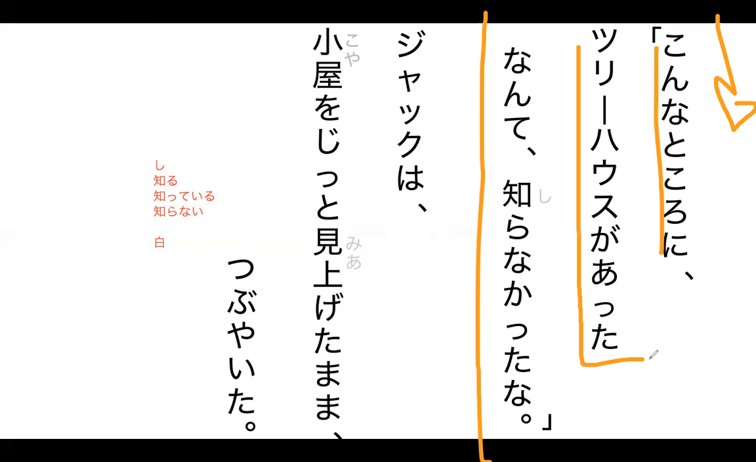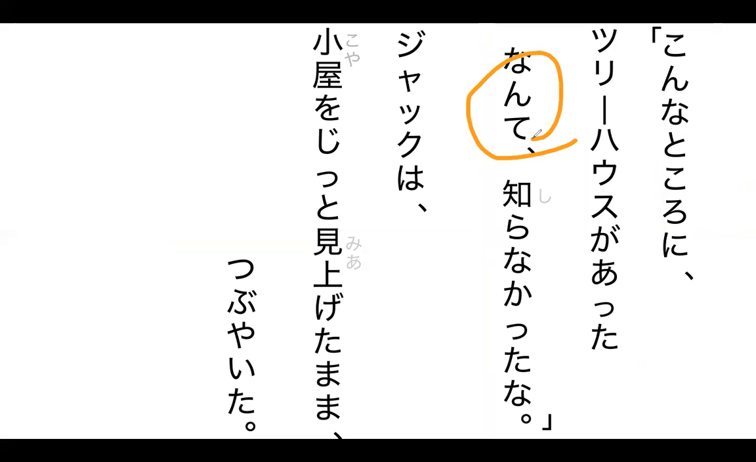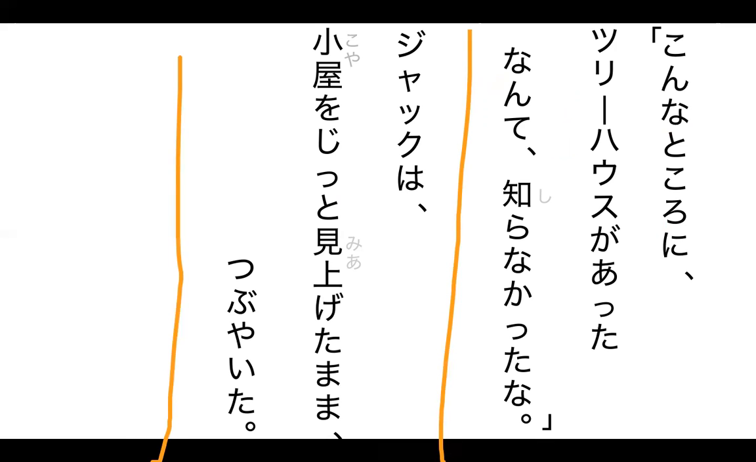So what did he not know? Konna tokoro ni, such a place, which is the treehouse, atta, nante, shiranakatta. I didn't know the treehouse was there. Exactly. Nante is just stressing this more, adding more flavor. Konna is being used to modify tokoro. Tokoro means place, and konna means such a place as this. So konna and nante are both making this more dramatic. You could have just said, I didn't know there's a treehouse here, but they wanted to add flavor to it.